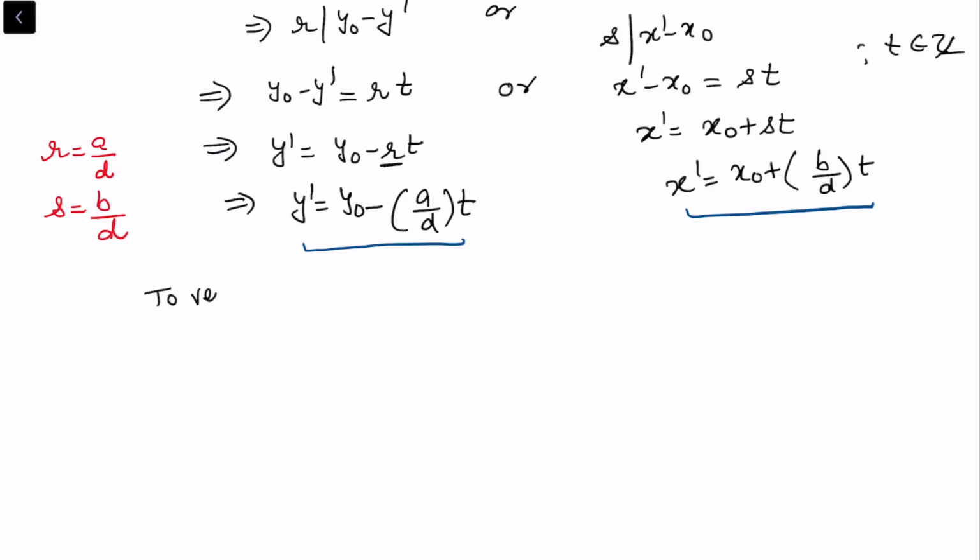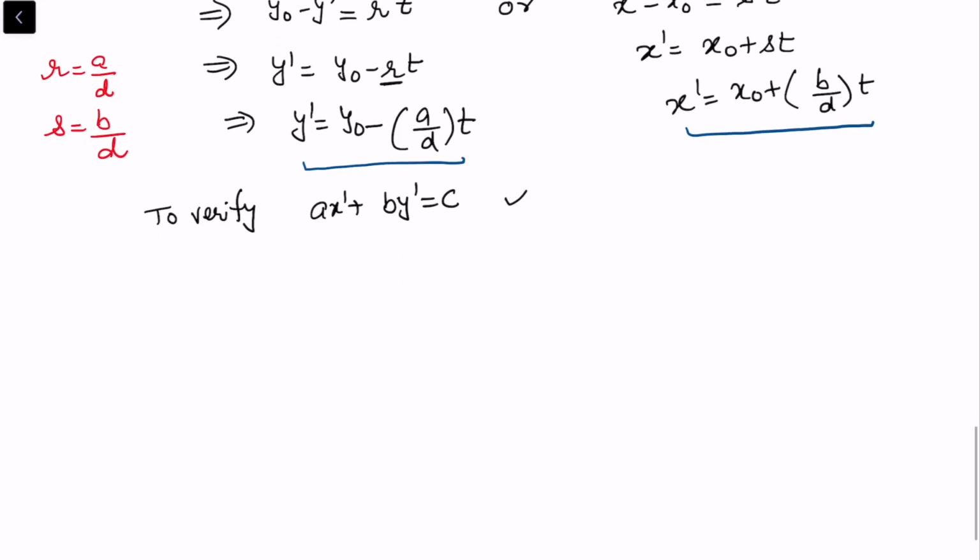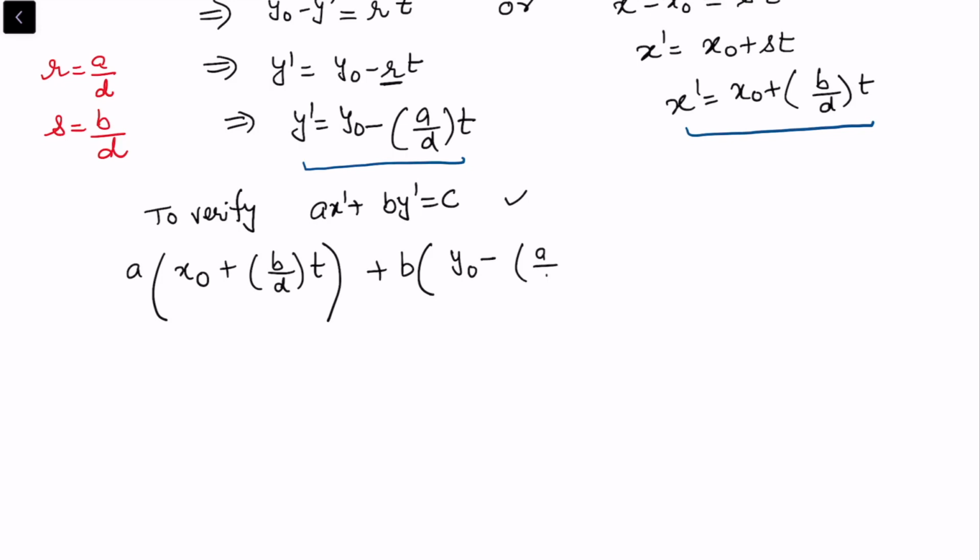So now we want to verify that ax dash plus by dash is equal to c. If this holds, then this can be treated as any other integral solution. So let us do that also. A into x dash is x naught plus b by d times t, so that is the value for x dash, plus b into the value for y dash, y naught minus a by d times t. And let's open this. So this is the left hand side. I have taken it from the above expression.